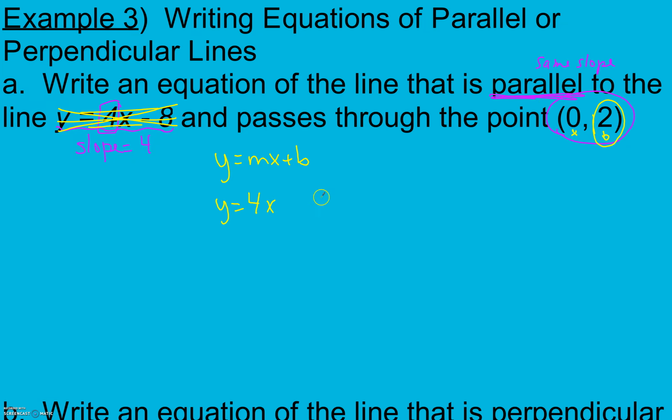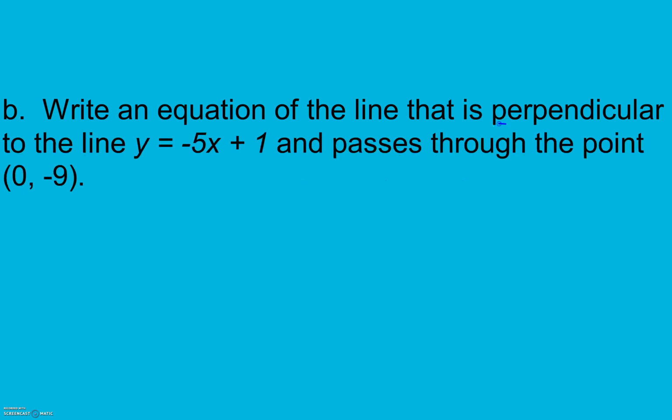We're going to write an equation of the line that's perpendicular to the line y equals -5x plus 1 and passes through the point 0, -9. So here, we want perpendicular lines. Perpendicular line slopes are opposites and reciprocals.